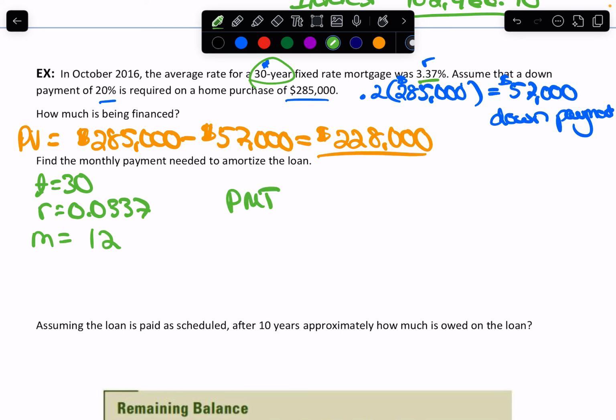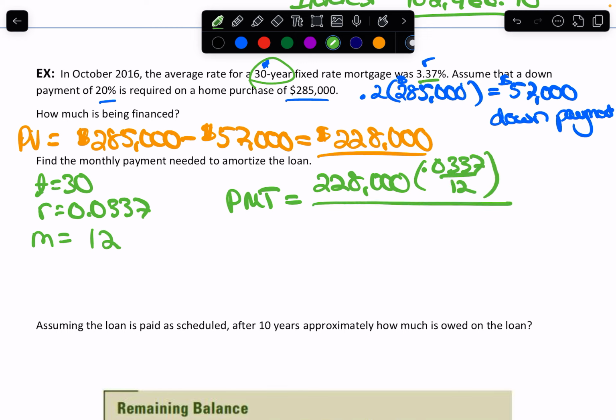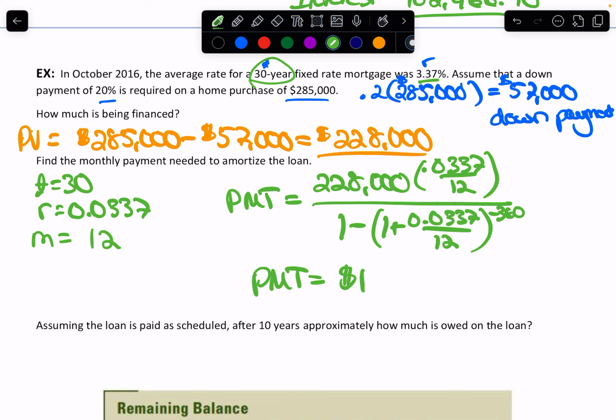So PMT equals 228,000 times 0.0337 divided by 12, over 1 minus (1 plus 0.0337 divided by 12), this to the power of negative 360. When we plug that in the calculator, we get $1,007.35. So that is the monthly payment.